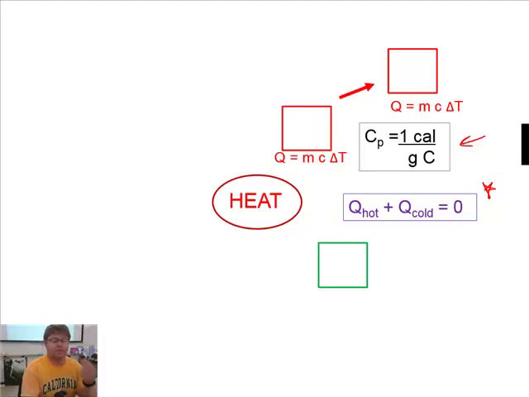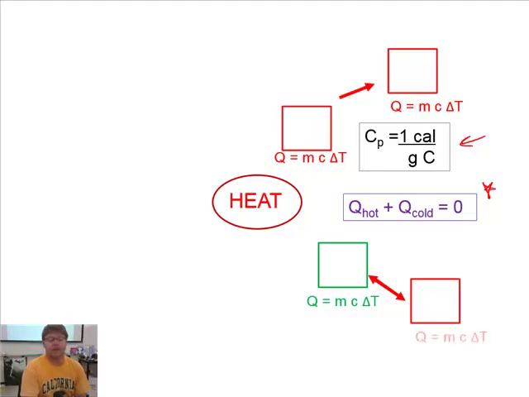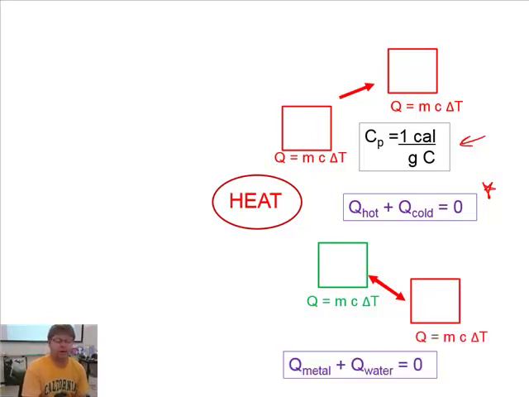In one of our other experiments, lesson 5, we added the metal to the water, and you saw that the metal's specific heat capacity may be different than the water's. However, the same equation still applies. If you know one of the variables, you can solve for any of the others.